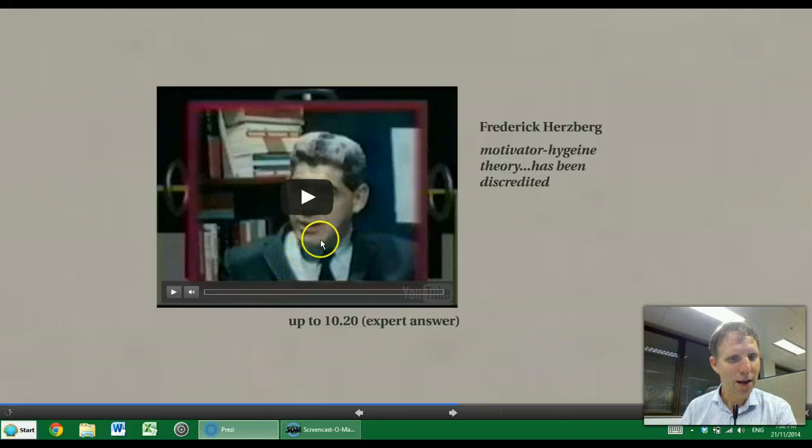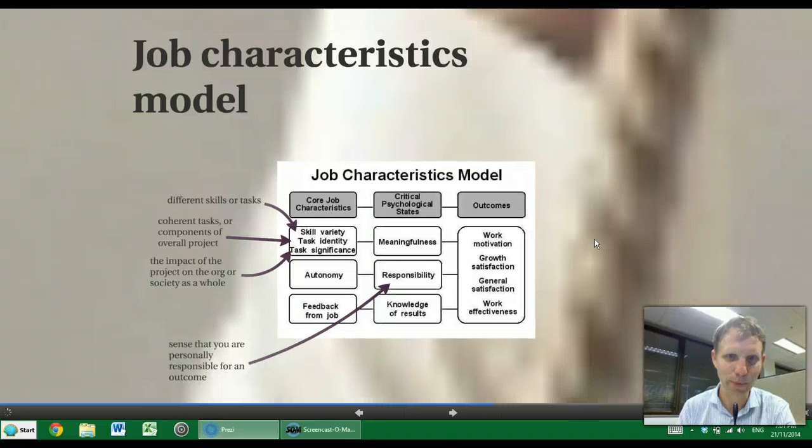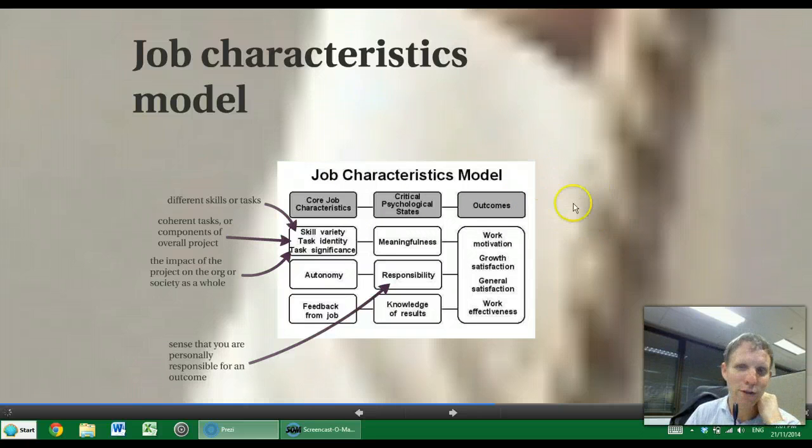I do have a video here, but I actually don't think it's worth watching, mainly because motivator hygiene theory is relatively discredited as not being a particularly powerful descriptor of how things work. However, the job characteristics model is quite different. These are the 3 key components of the job characteristics model, and if you wanted to add a 4th, it would be things like profitability, productivity, quality, safety.